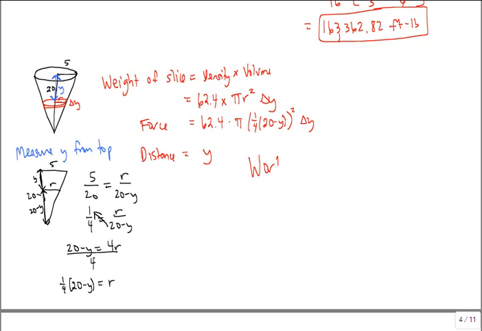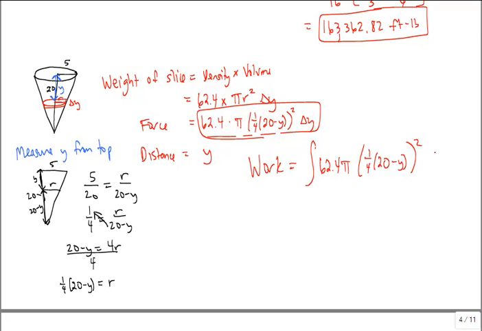So the work integral is going to be all of this, so 62.4 pi times 1/4 times 20 minus y quantity squared. The delta y becomes my dy, and my distance is just a y. My bounds for y, same as before. The height y has to start from 0 and go all the way down to 20. So my bounds are still 0 to 20.